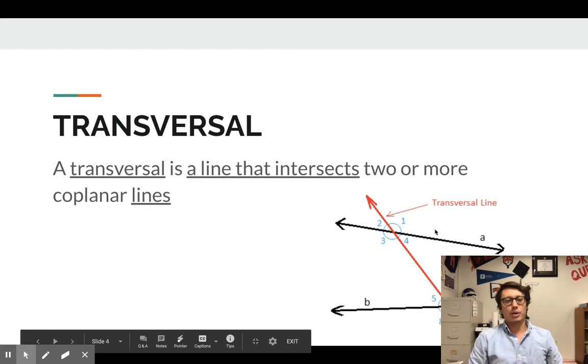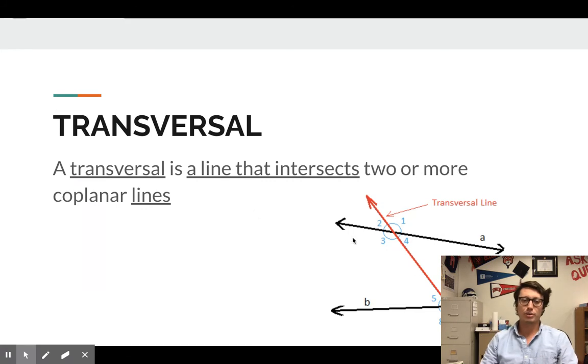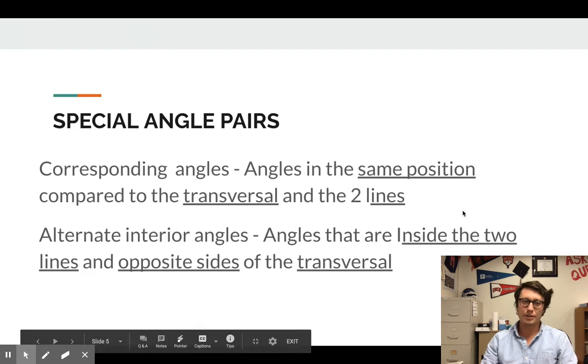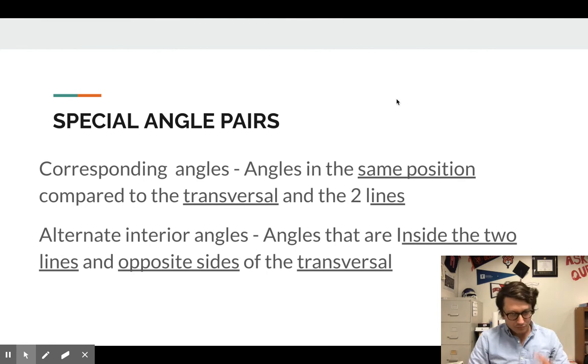Our first vocab word is a transversal. A transversal is a line that intersects two or more coplanar lines, right? So a transversal is just a line that crosses two other lines. There are four types of special angle pairs that we will talk about in this lesson, and then we're going to review two other special angle pairs that we learned in Chapter 1.